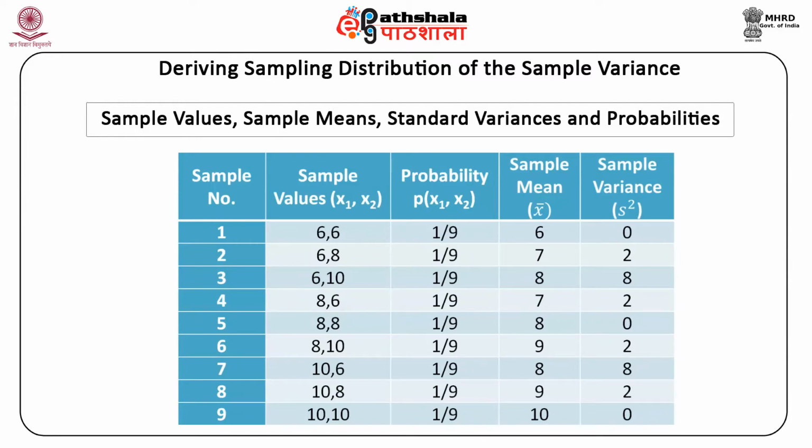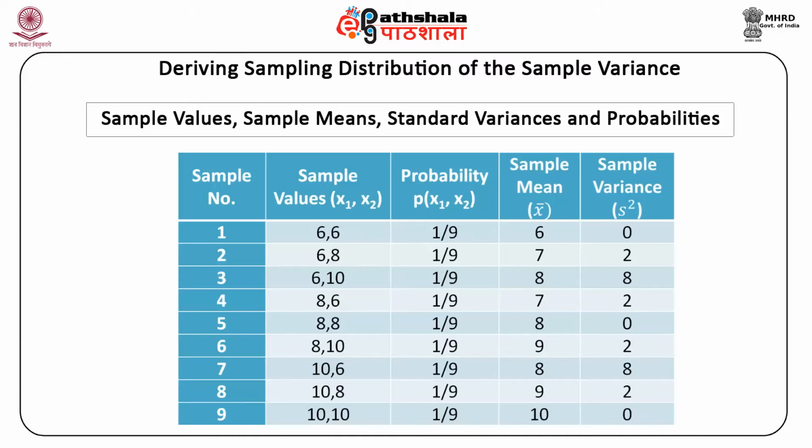So students, you can see in this table, we have in the first column the sample number, which you can see is from 1 to 9. Then we have the sample values of x1 and x2 starting from 6 and 6 to 10 and 10. Then we have their corresponding probabilities, probability of x1 and x2, which are all the same, 1/9, for all the samples. Then we have the sample mean x bar in the fourth column, with different values starting from 6 and ending at 10.